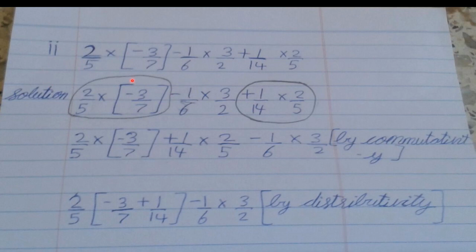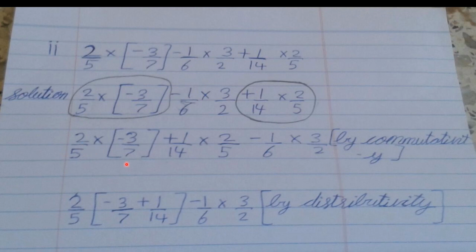Second question: 2 by 5 into negative 3 by 7 into 1 by 6 into 3 by 2 minus 1 by 14 into 2 by 5. Now we can circle this part. It will be 2 by 5 into negative 3 by 7 minus 1 by 6 into 3 by 2 plus 1 by 14 into 2 by 5. Now by the commutative law we can put it like this.